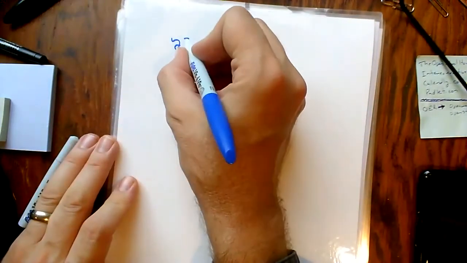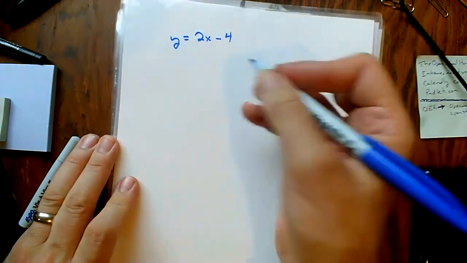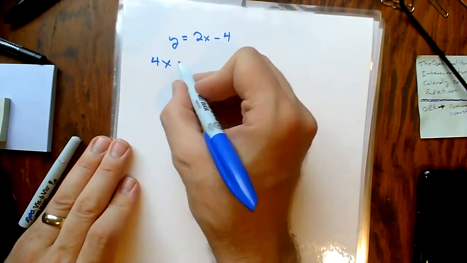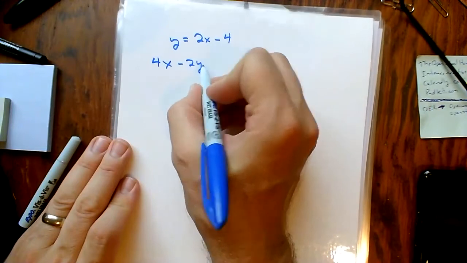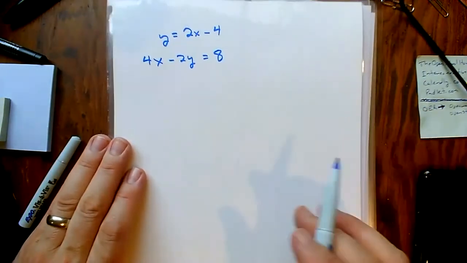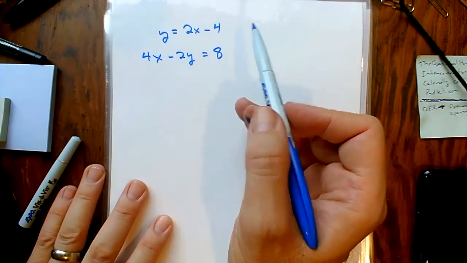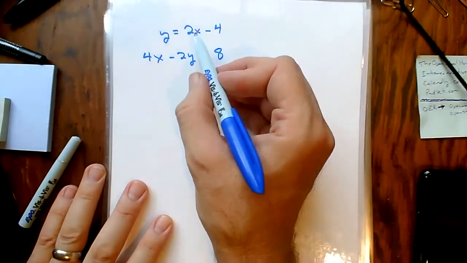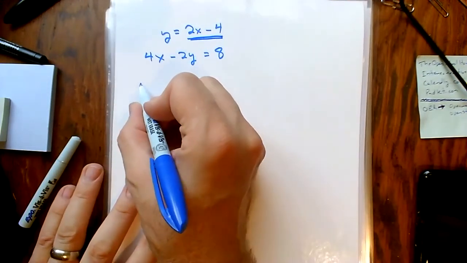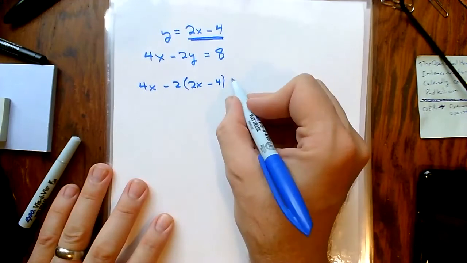let's say I've got y is equal to 2x minus 4. And then I'm going to do something like 4x minus 2y is equal to 8. And here we're going to see something interesting happen. I've already solved this top one for y, so I can just go ahead and directly substitute. I'm going to substitute this expression in for my y in this other equation. So I've got 4x minus 2 times 2x minus 4 is equal to 8.